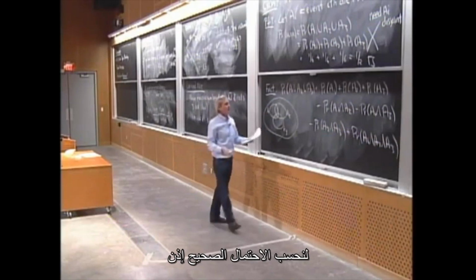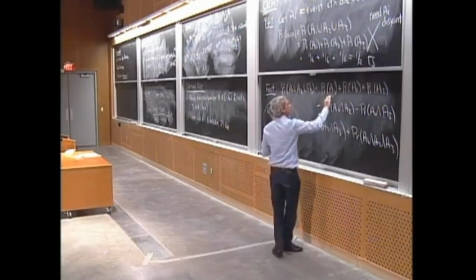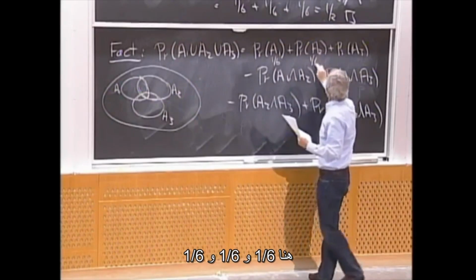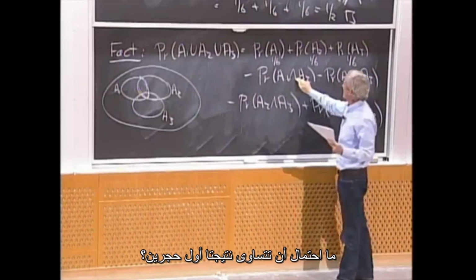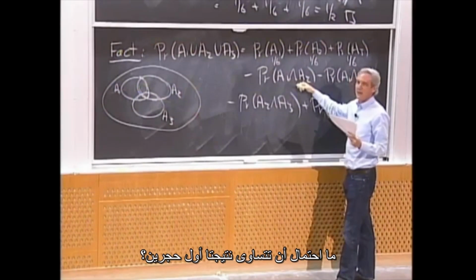All right, so let's figure out the right probability. That's a sixth, a sixth, a sixth. What's the probability of the first two dice matching, both of them?